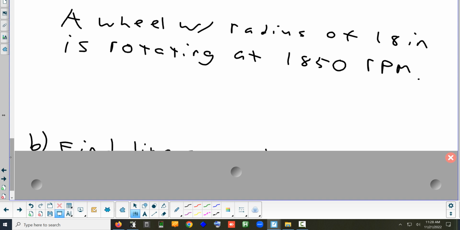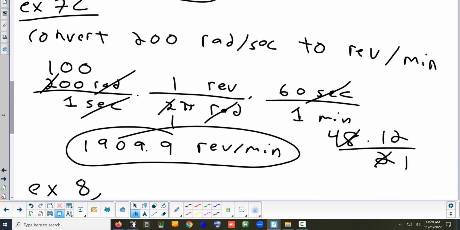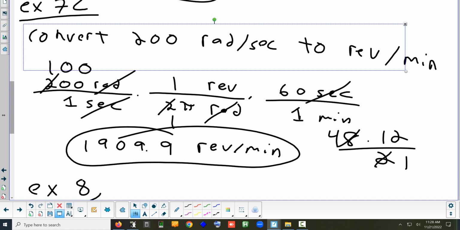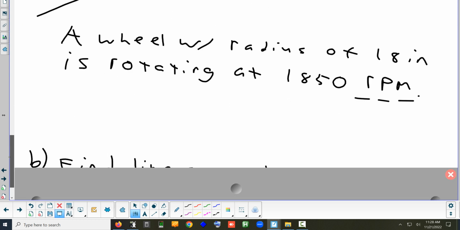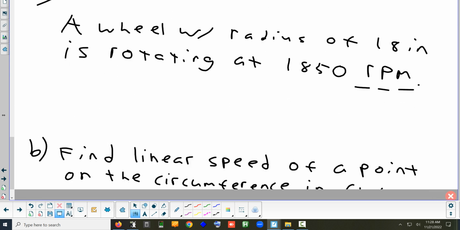The first part of this question said to convert revolutions per minute to radians per second. Well, we just did that. We just did a conversion between revolutions per minute and radians per second. So we basically already did that type. But what we haven't done is find the linear speed.